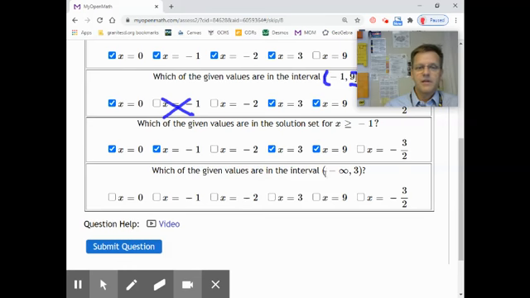How about this one? Anything from negative infinity, that means as small as you want, all the way up to 3, but not 3. So up to 2.9, 2.999999999, but not 3. So is 0 less than 3? Yes. Is negative 1 less than 3? Yeah, less than 3. 3 is not less than 3. 9 is not less than 3. But all the rest of those are less than 3.